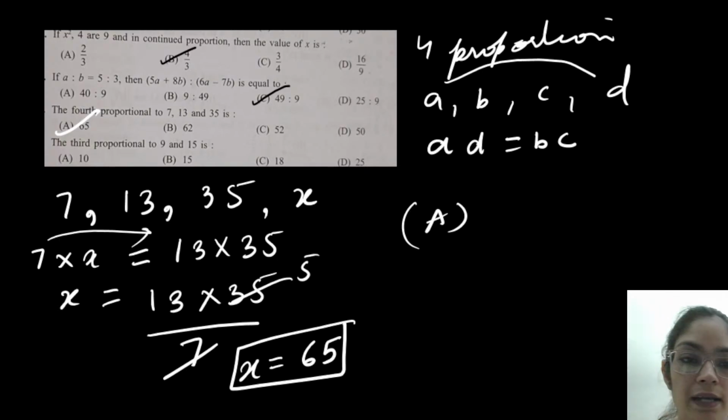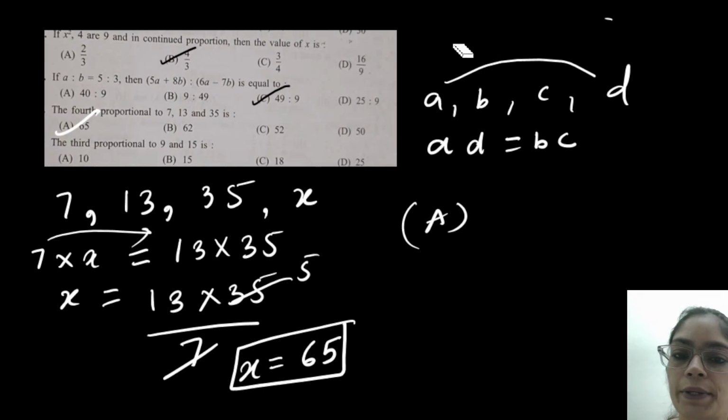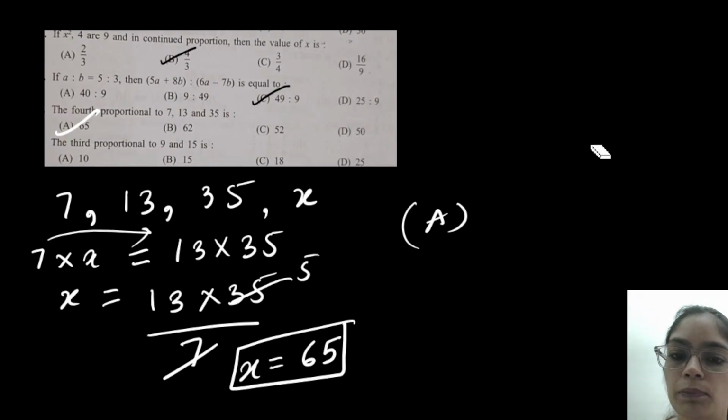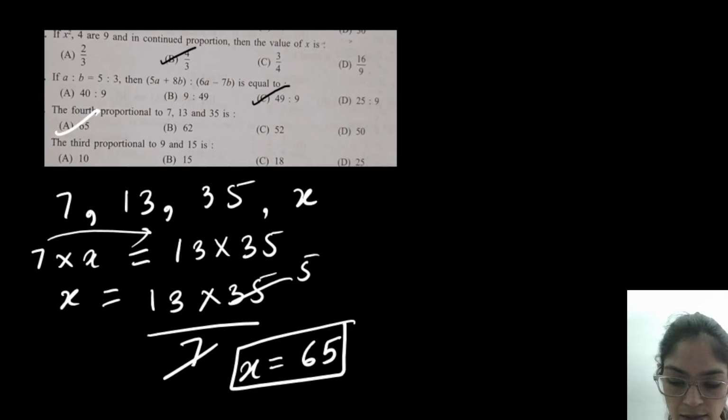Shreyasi has done it. Suchitra has done it. Good. Let's do the next question now. In between, if you want to ask any questions, you can ask. Next question: third proportional to 9 and 15. So what do we have to find in this question? Third proportional we have to find.